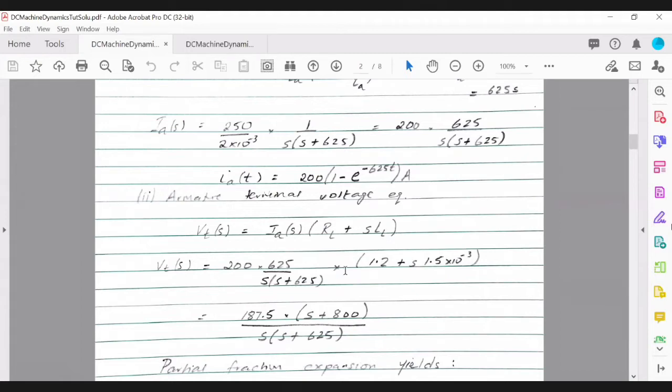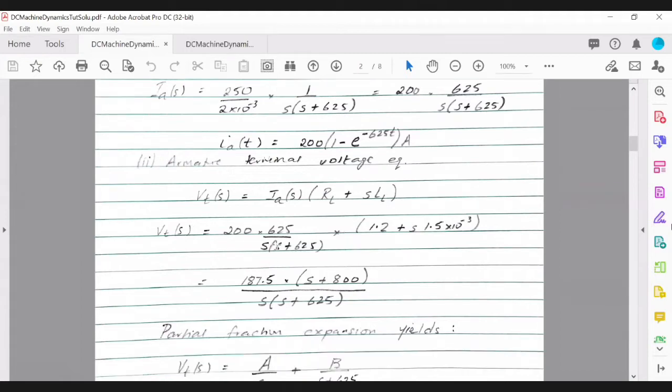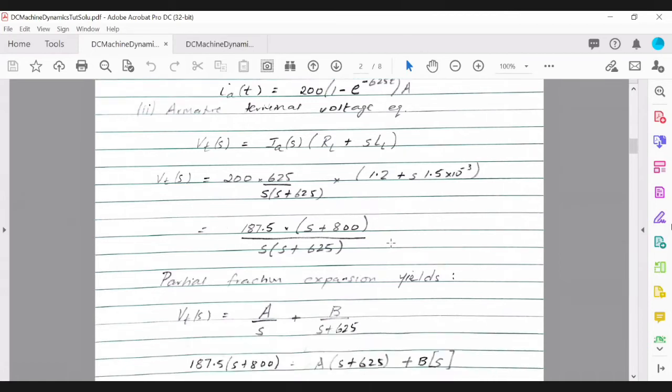And when you do that, we're going to use the equation we got for the armature current here. So that's the term IAS, and we'll multiply it by the load section, which is RL plus S LL. Okay, so that's in your S domain. You end up with this function here. So the terminal voltage for the machine is given by this expression.